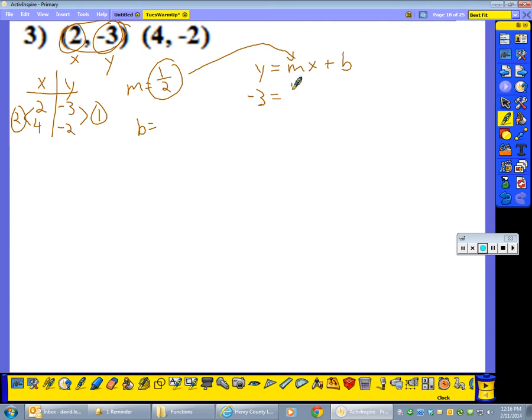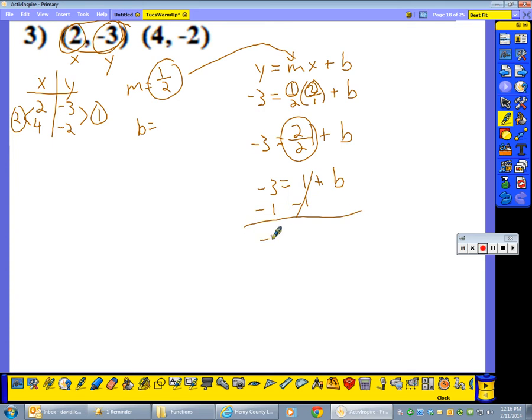-3 equals 1/2 times, I'm going to turn that 2 into a fraction, 2/1, plus b. So now I'll multiply my numerators. 1 times 2 is 2, and 2 times 1 is 2. So my equation looks like this. And this can be simplified. 2 divided by 2 equals 1. I'll write the rest of my equation. I'm going to subtract 1, because that's the opposite of adding 1. Subtract 1 on this side, so I end up with -4 is what b equals.